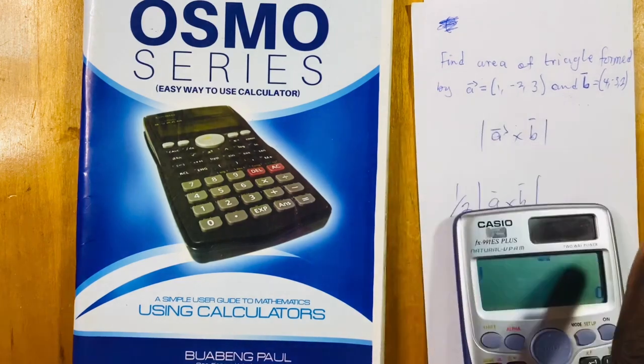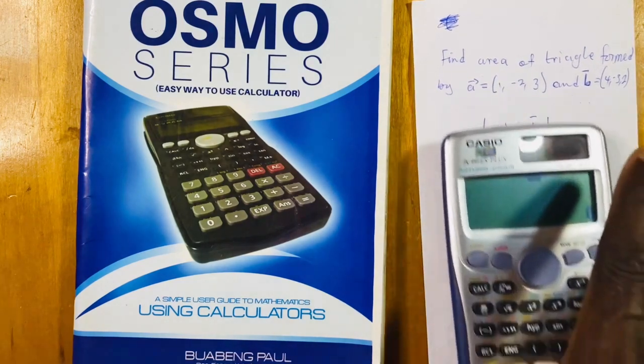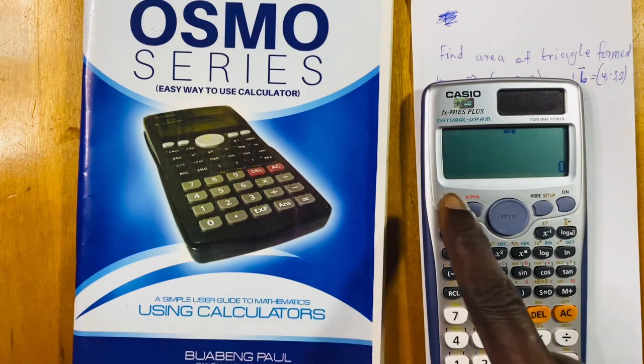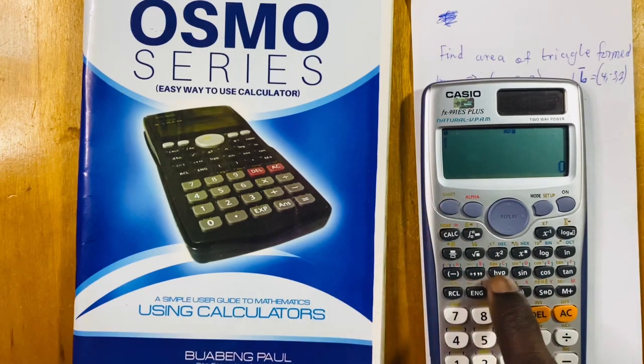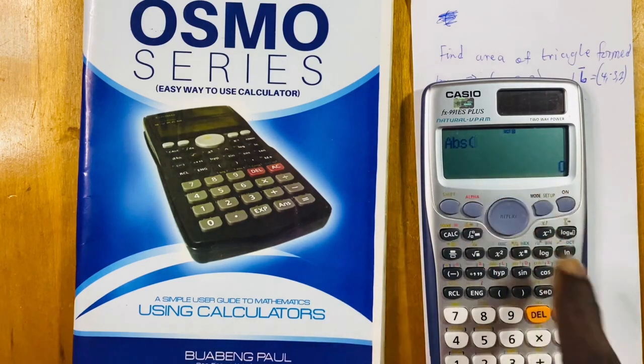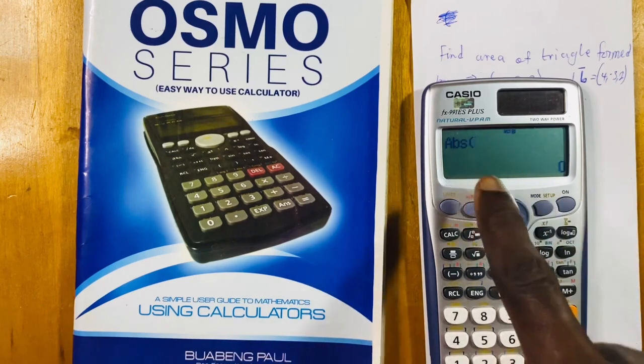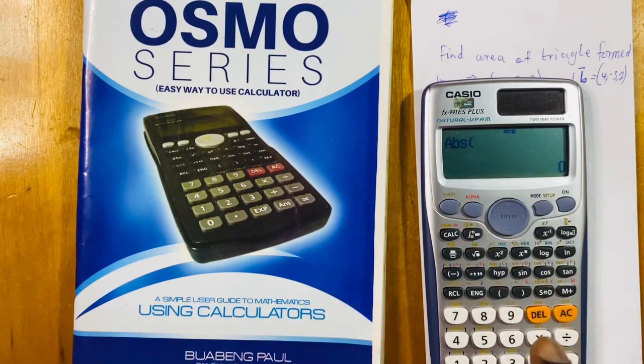Now we want to find the cross of this, the magnitude and the cross. So first of all, we'll go to shift and we'll go to hyper. The hyper here gives the absolute. So this is the absolute figure, which is the magnitude of A cross B, or A times B. So we need to get A times B and find the magnitude, which is the absolute.